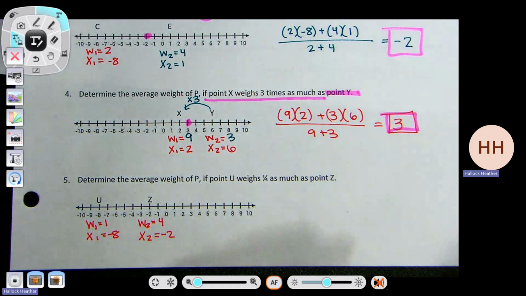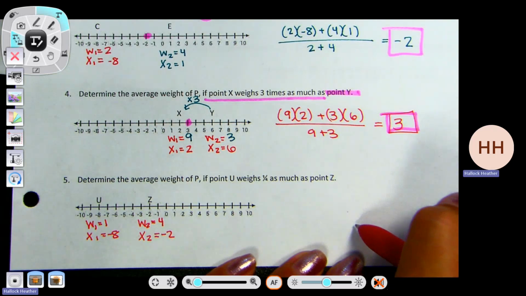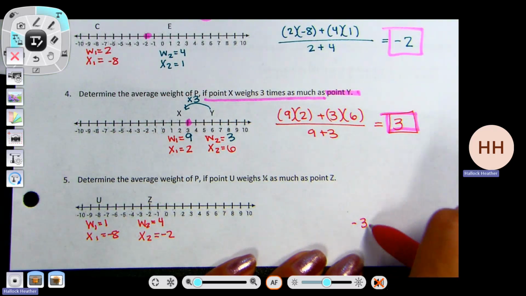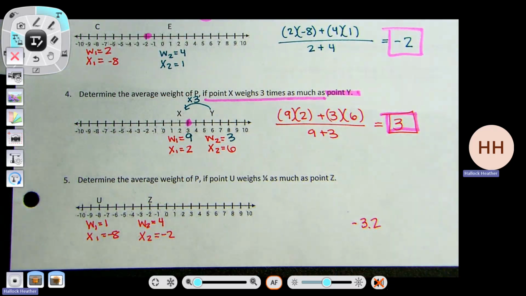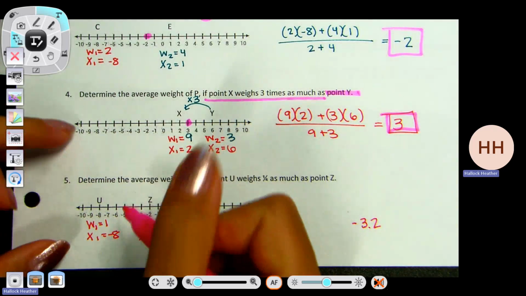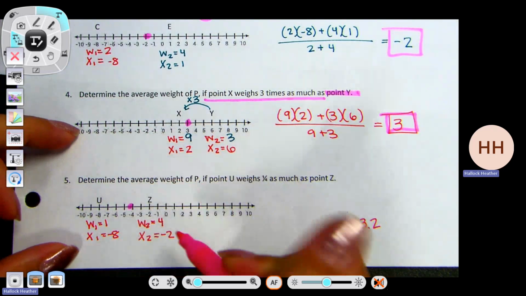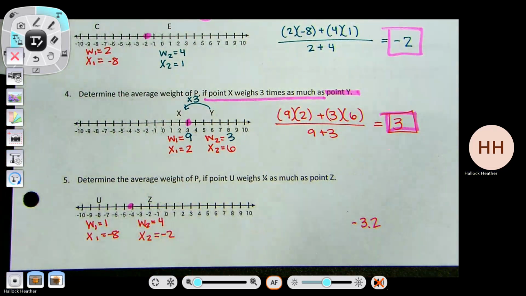What do you get? Is it positive or negative? Negative 3.2. So plot it on your graph. It's between 3 and 4 somewhere. Don't think too hard. It's closer to Z because Z is heavier on your number line. If it ever falls off of the number line, it's wrong. It should be between the 2 points because that would not make sense if it was not between them.